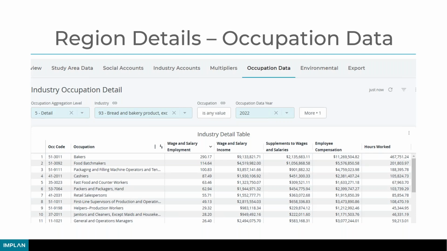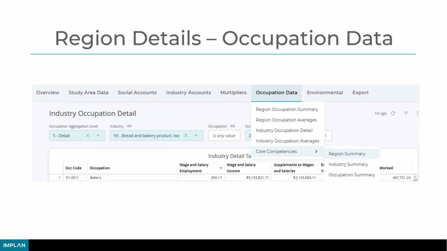Occupation data also shows up in the detail in the results section of IMPLAN. So rather than just sitting on an individual employment number, you can break that down into occupational types. This is the most detailed option for that. You can roll that up as well, basically aggregate it up to a less detailed option.